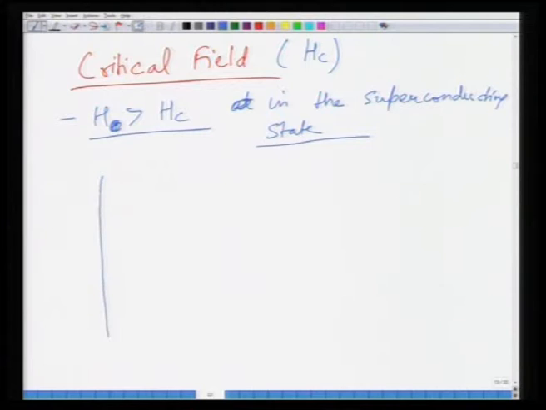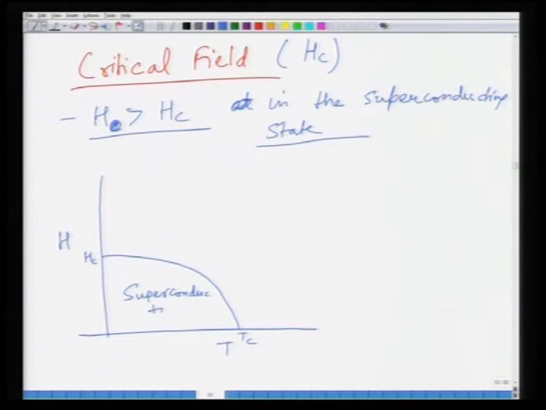So how do you see it? Let us say this is magnetic field, this is temperature. There is a correlation here. This is Hc and this is Tc. Of course, at 0 field below Tc the material becomes superconducting. So this region is the superconducting regime, and anything above it becomes normal. So what you see is that the Tc of a material decreases as you increase the magnetic field.